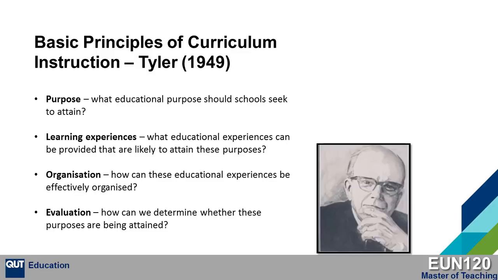Number 1, purpose. What educational purpose should schools seek to attain? Secondly, learning experiences. What educational experiences can be provided that are likely to attain these purposes? Thirdly, organization. How can these educational experiences be effectively organized? And lastly, evaluation. How can we determine whether these purposes are being attained? So what is easy to see here from Tyler's rationale is that what is taught, how it is taught, and how what is taught can be assessed are very hard to separate.